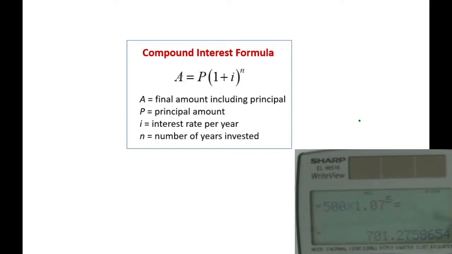So we have our amount, which was the 700 and change, and the principal, which was our $500. We had the 1 for the 100%, and we had 0.07 as our I, and N was 5 years. So that's a formula that we could use.